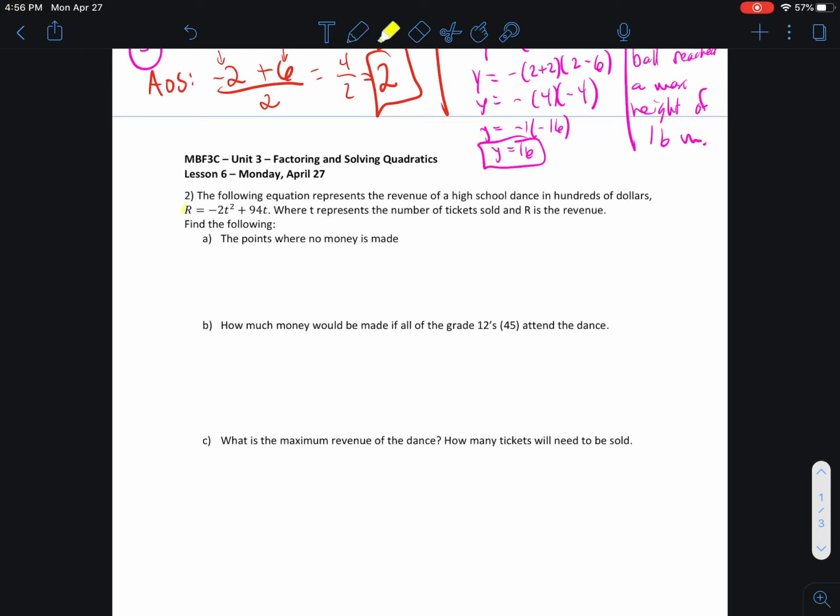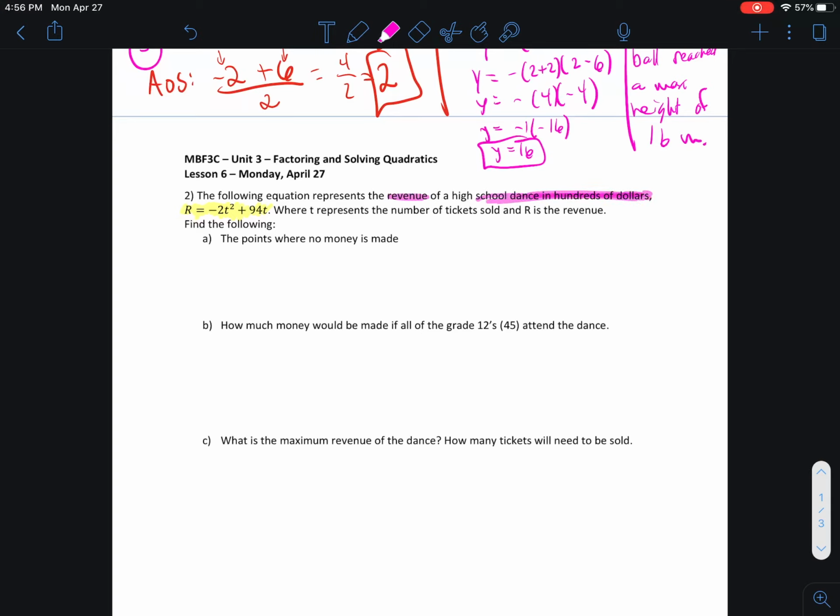You're going to see that just by looking at the equation that I'm given, revenue is equal to negative 2t squared plus 94t, where t represents the number of tickets sold. Let's read the question and then we'll try and figure out the answers to each of the succeeding questions. The following equation represents the revenue of a high school dance in hundreds of dollars. That's kind of important. You're going to need that for the end of the question.